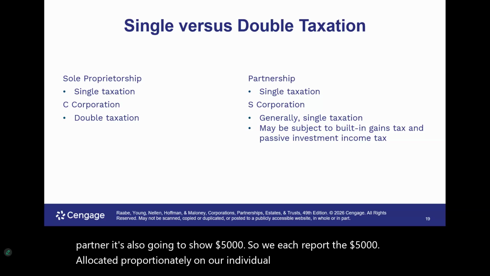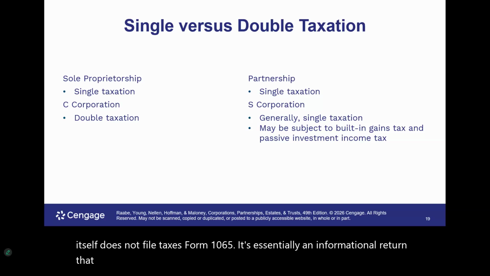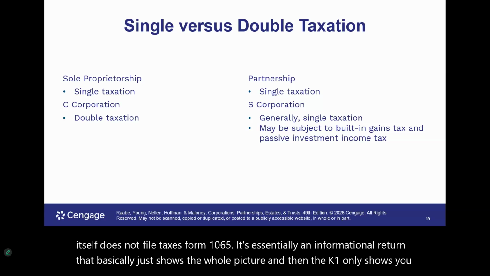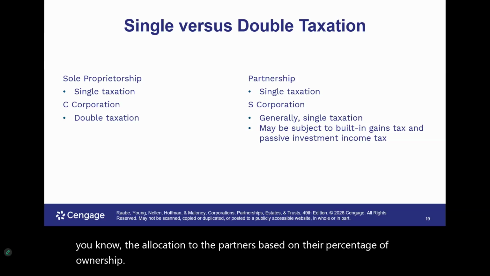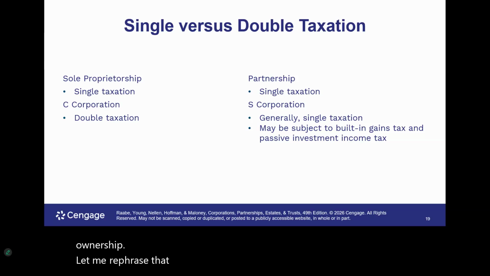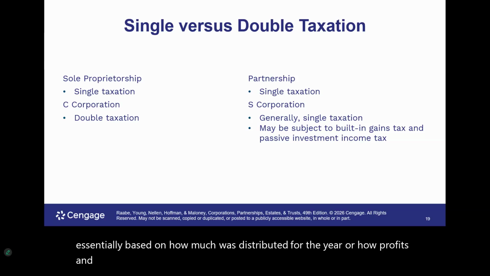The partnership itself does not file taxes. Form 1065 is essentially an informational return that basically just shows the whole picture. And then the K-1 only shows the allocation to the partners. Well, let me rephrase that. Not based on a percentage of ownership, but essentially based on how much was distributed for the year, or how profits and losses are going to be allocated.